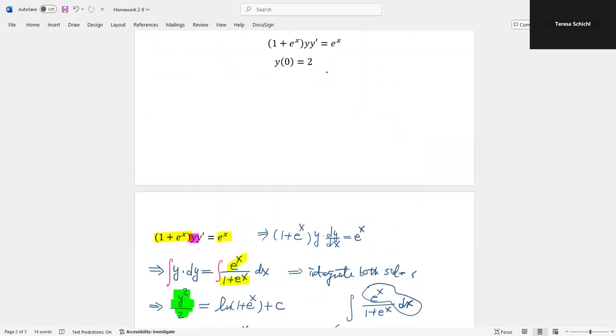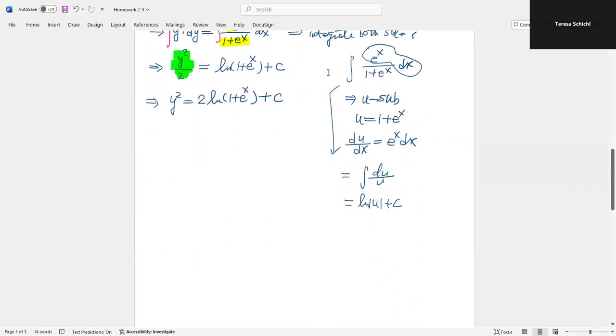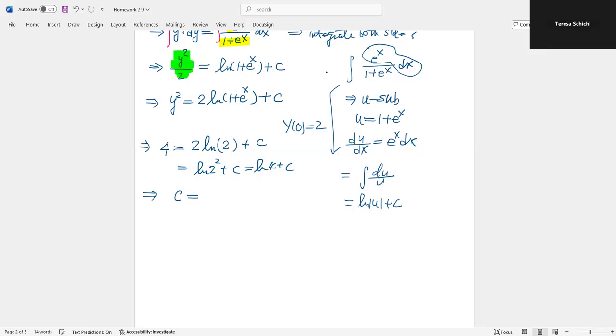And now my initial condition is y(0) = 2. Okay, so the initial condition is y(0) equal to 2. So this gives me y equal to 2, so 4 is equal to 2 ln, with x equal to 0, is ln 2, plus c here. All right, so if you want to see here, this is 2 natural log of 2, which is the natural log of 2 squared, so it's the natural log of 4, plus c. So I have my constant. c is equal to what? 4 minus natural log of 4.